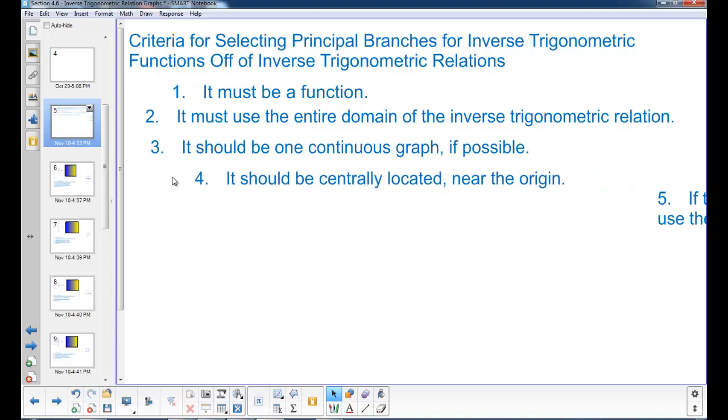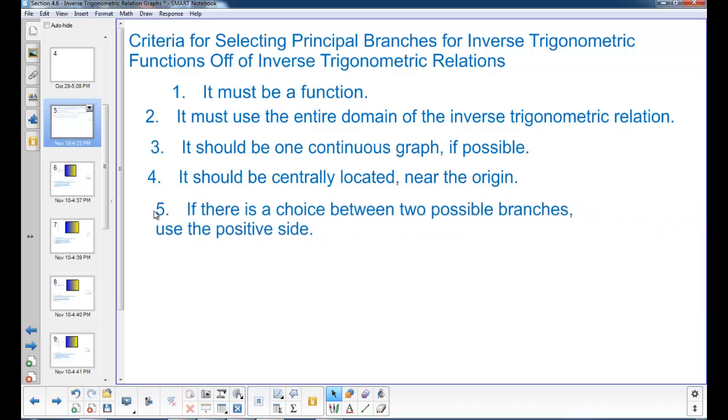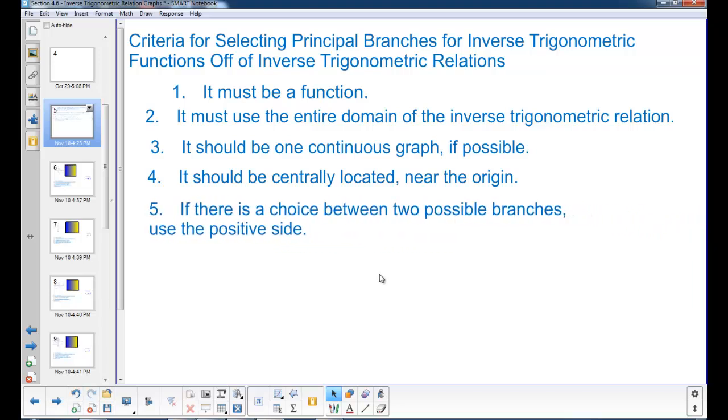The fourth criteria, it should be centrally located near the origin. And the fifth, if there is a choice between two possible branches, use the positive side. Let's take a look at how this would work for each of the 6 inverse trigonometric relations.